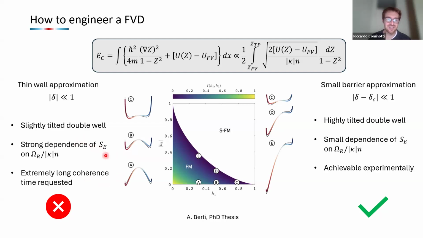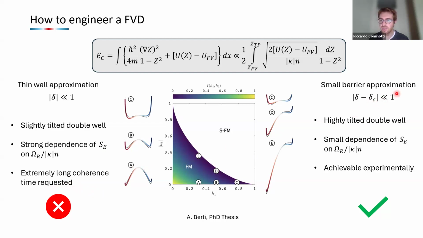And as a caveat of working in this regime, the height of the barrier is very high, so the area of the barrier is very high. So we expect that the decay rate exceeds the coherence time of our experiment. So this is a regime in which, at the moment, we cannot perform any measurement.